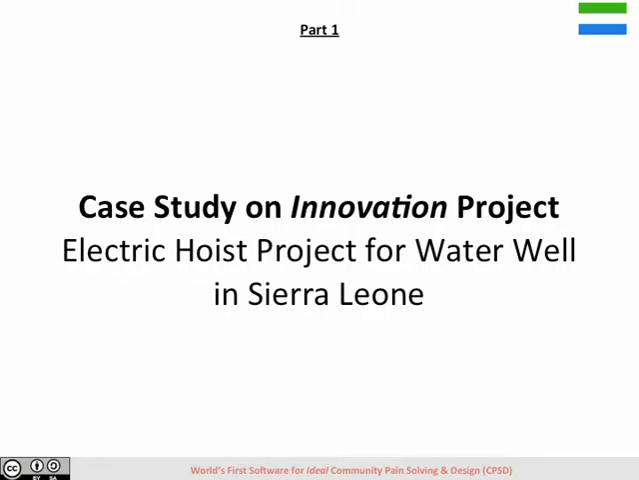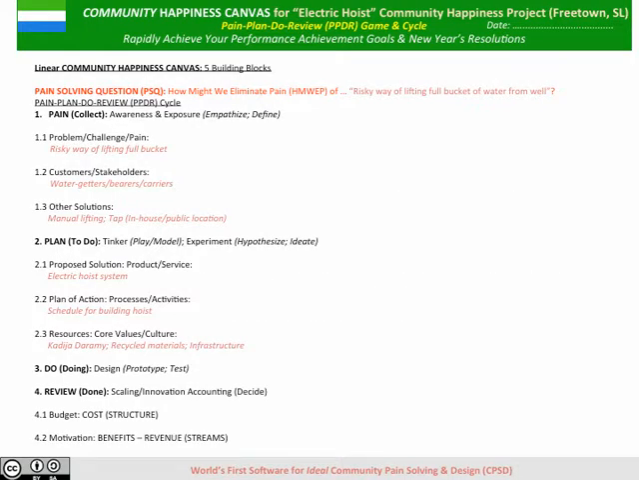We are now going to concentrate on presenting a case study on an innovation project that was done in Sierra Leone. This project was undertaken by a then 19-year-old innovator called Khadija Darami. The study has already been completed, but this is just an example of how you can use the community happiness canvas. For a project that has been completed, you can use the community happiness canvas to summarize information on that project.